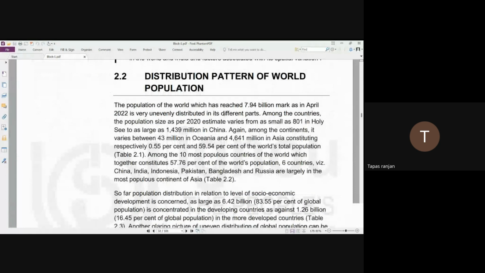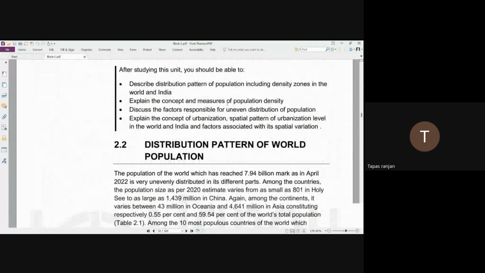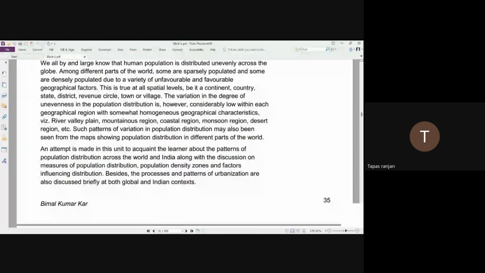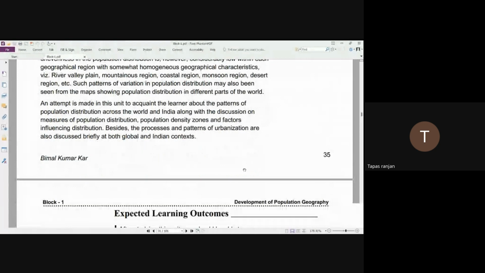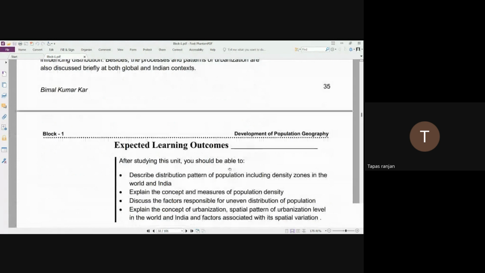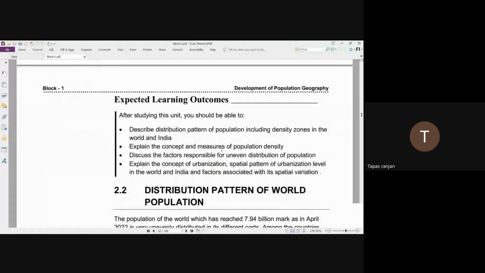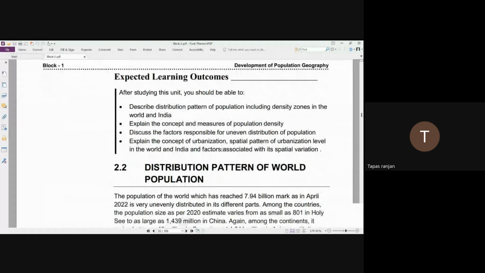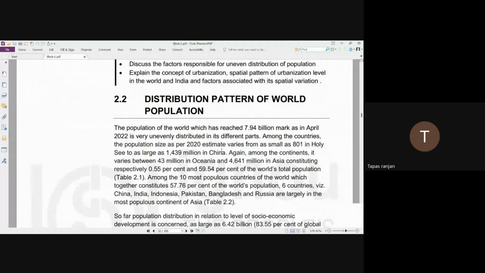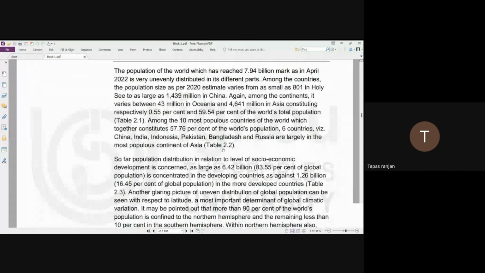So what do we mean by population distribution? Population distribution is nothing but how the population is distributed over the Earth's surface. There is variation in population distribution, and there are different factors which affect it. We will understand the distribution pattern of the world population.